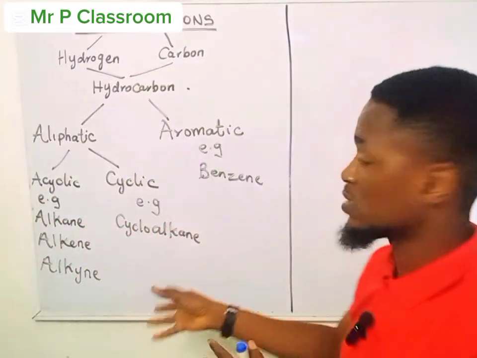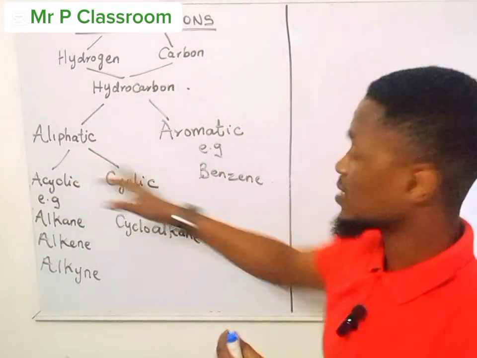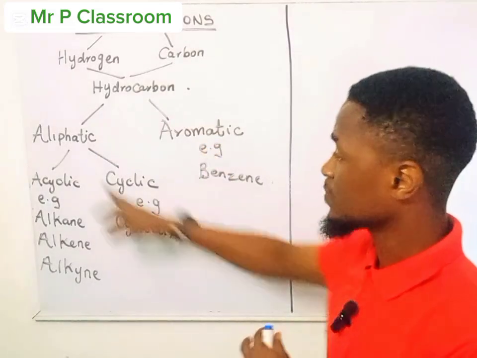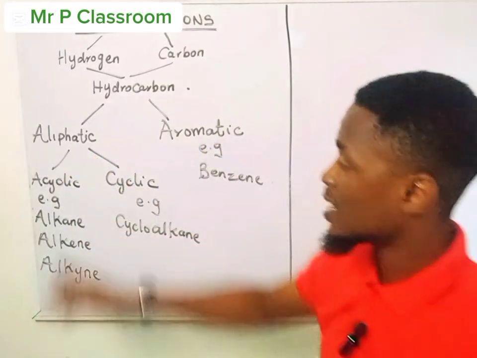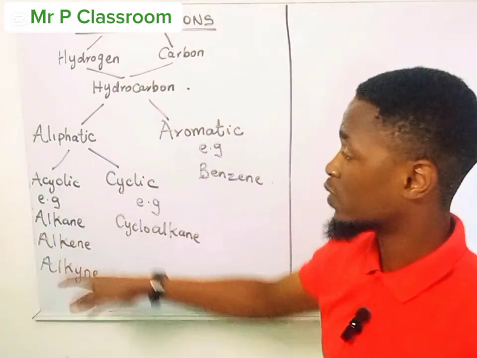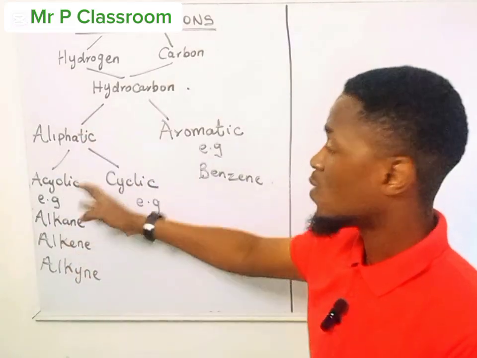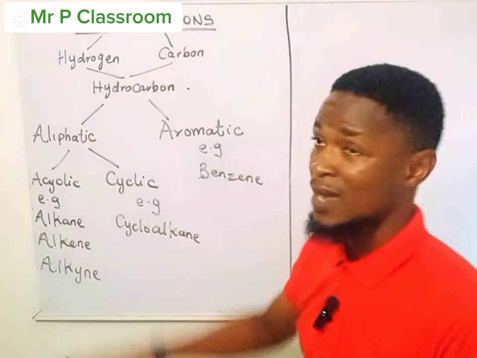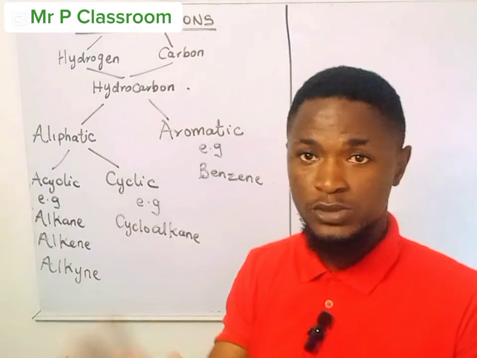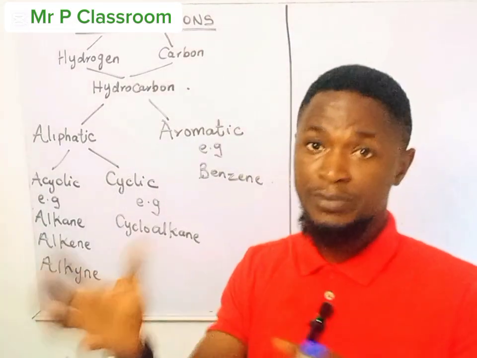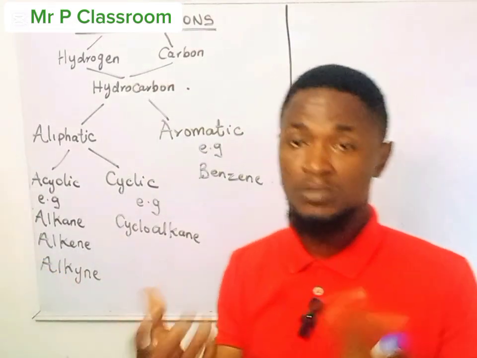Alright, so I just summarized it on the board. So we have aliphatic and aromatic hydrocarbon. Under aliphatic, it can either be acyclic or cyclic kind of aliphatic hydrocarbon. What are acyclic hydrocarbons? These are carbons that form either a branched or chain formation between them.